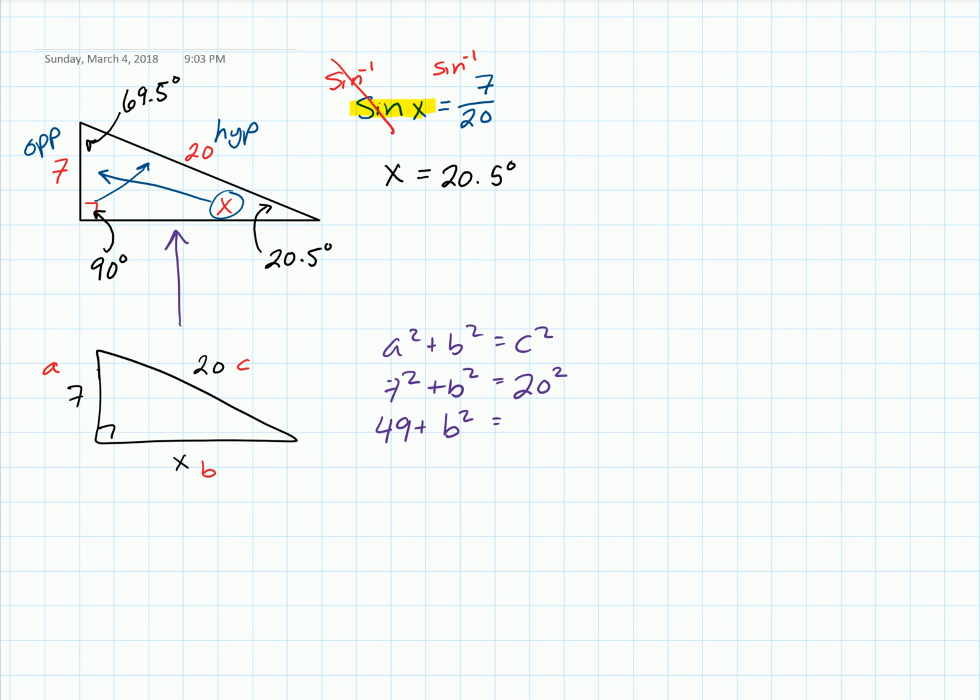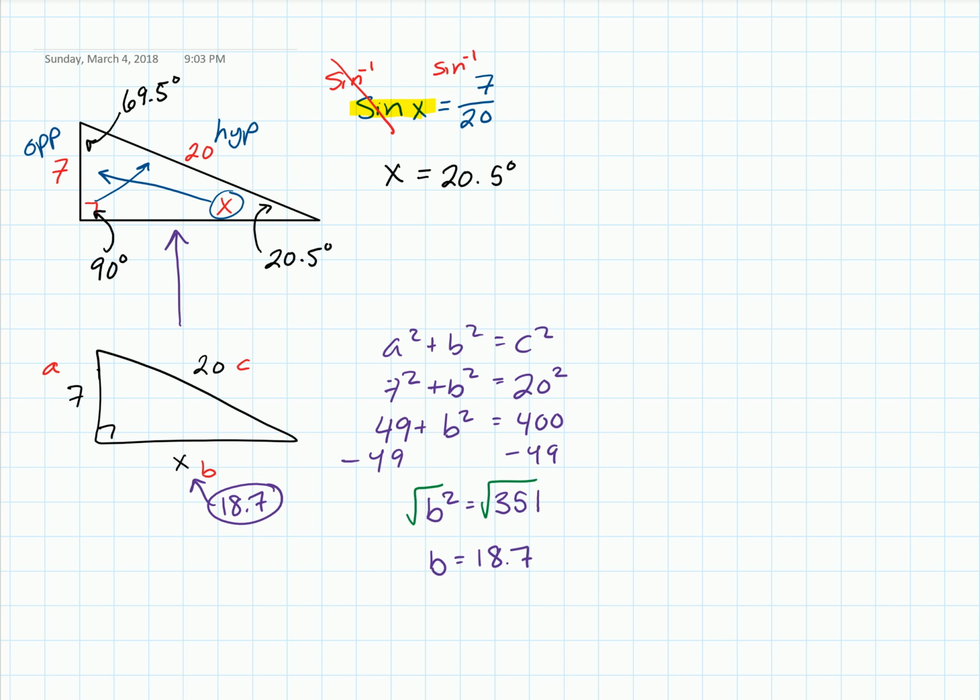49 plus b squared equals 400. From here we have to subtract 49 from both sides. So b squared is 351. And the last step here to get rid of this 2 is to take the square root of both sides. And using my calculator, I can find that the square root of 351 is 18.7. And so B here is 18.7.